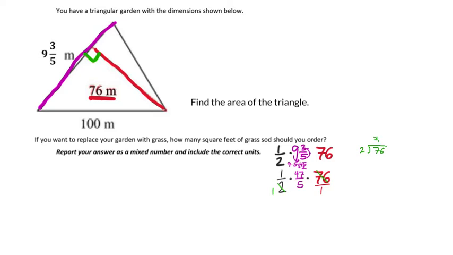2 goes into 7 3 times. 3 times 2 is 6, minus 6 gives us a remainder of 1. Dropping the 6 makes that 16. 2 goes into 16 8 times. So that gives us nothing remaining, which is kind of what we expected there. So that's 38.